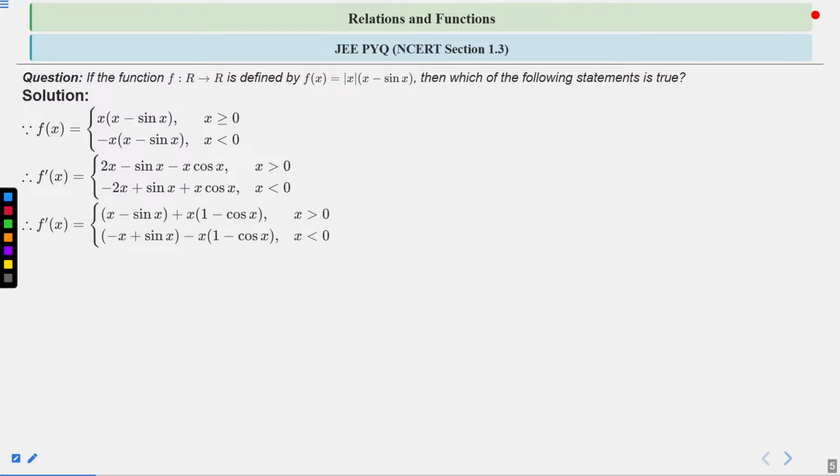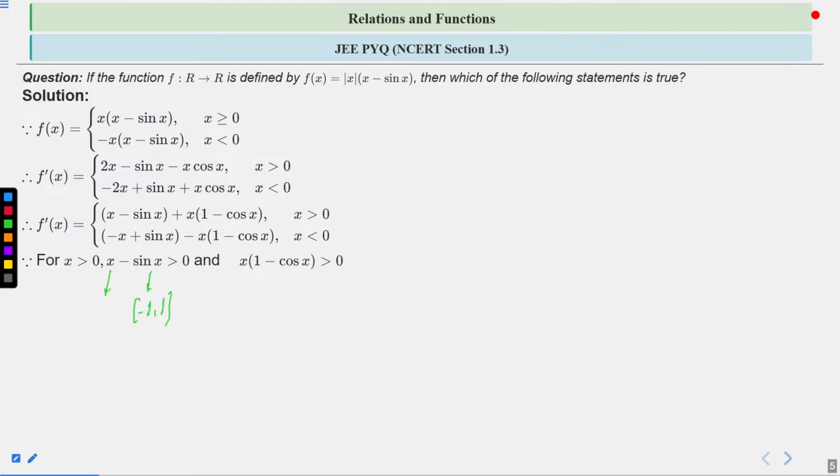So f dash x, after simplifying and writing in adjusted form, can be written as (x minus sin x) plus x times (1 minus cos x) when x is greater than 0, and it can also be written as minus (x minus sin x) minus x into (1 minus cos x) when x is less than 0. Since for x greater than 0, x minus sin x will always be greater than 0, right? Because sin x will be between -1 and 1 always, and x is any real value.